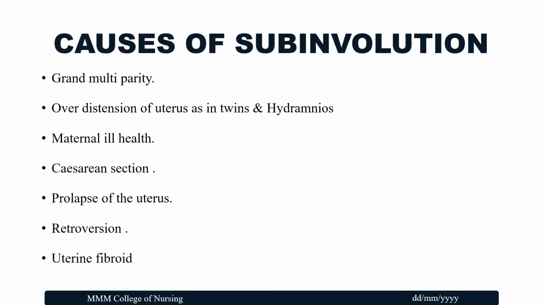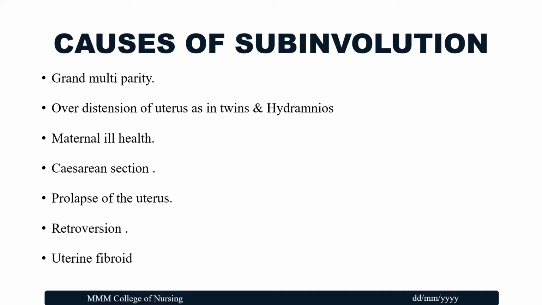What are the causes of subinvolution? There are many causes for subinvolution. Grand multiparity, that means more than 6 childbirths. Overdistension of uterus as in twins and hydramnios. So in twins and polyhydramnios, there is an overdistension of the uterus. Maternal ill health, if the mother is having any critical medical condition, or the cesarean section.